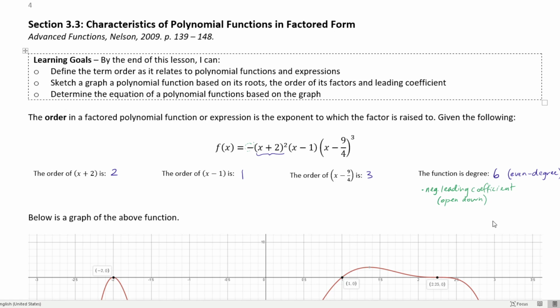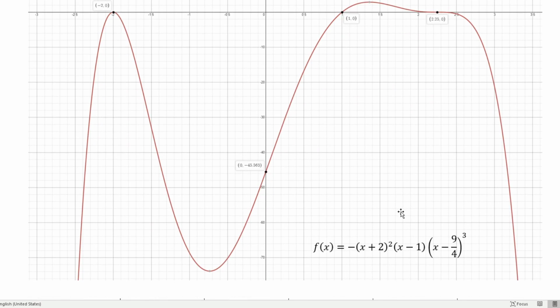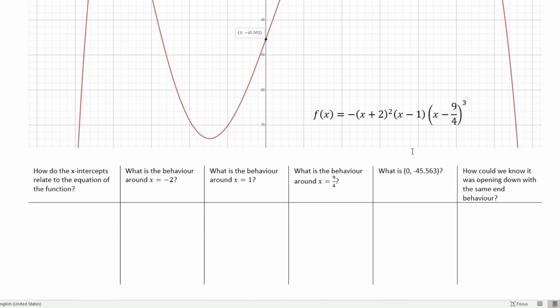So I went to Desmos, plugged this in, and graphed it out. As we can see here, we have a function that is opening down. This is the function right here, and it's opening down. It has an absolute maximum at this point right here, and it's even degree. Okay, great.